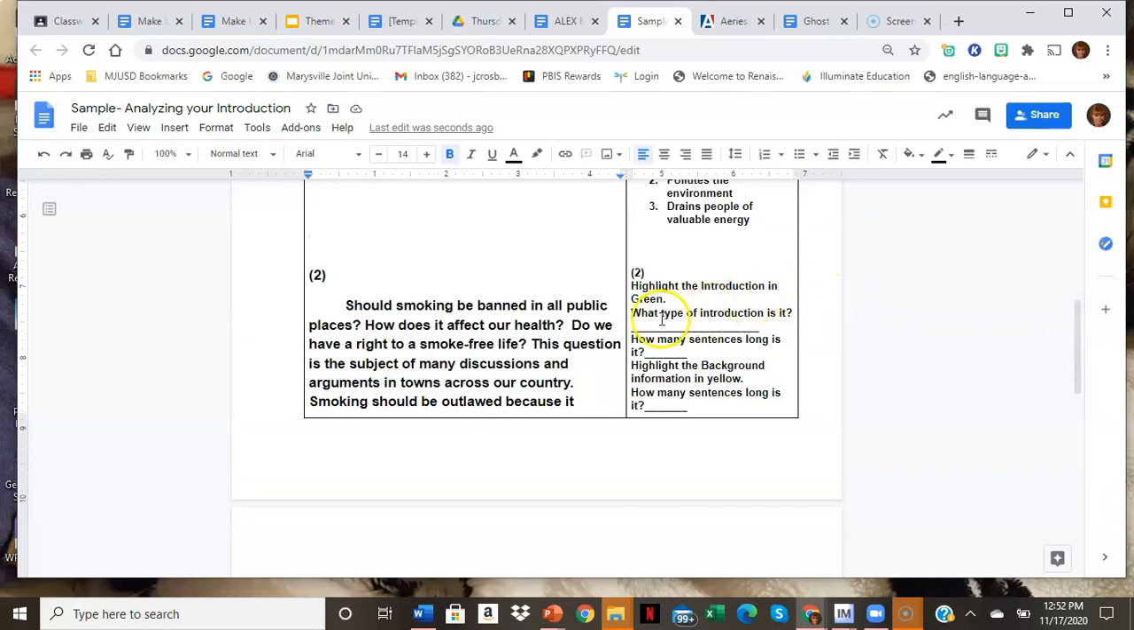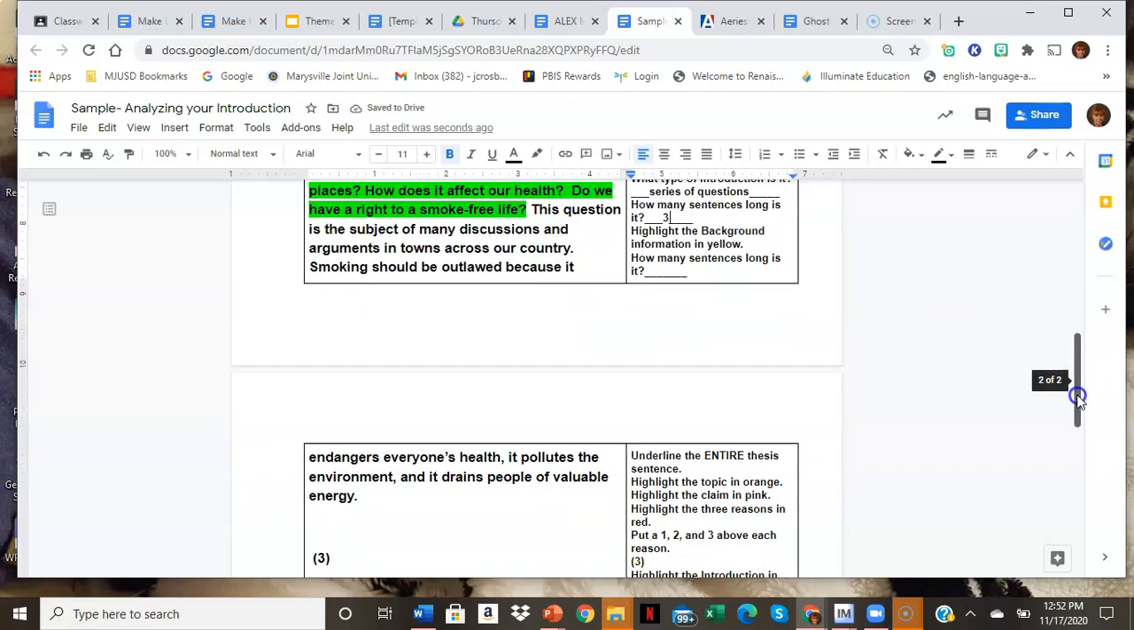Again, I'm going to highlight my introduction in green. This time I have a series of questions. There's 3 of them, and I'm highlighting them in green. I'm going to go over here and I'm going to put what's my type of questions. Series of questions. How many sentences long? 3. I'm going to go find my thesis down here at the bottom.